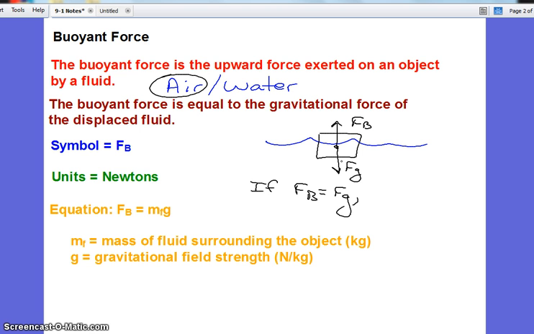And so in this tug of war, that's really what's going on. If the buoyant force is larger, it moves up in the direction of the larger force. If the gravitational force is larger, it moves down in the direction of the larger force. But if they're equal, it doesn't move up or down, and so the object floats.